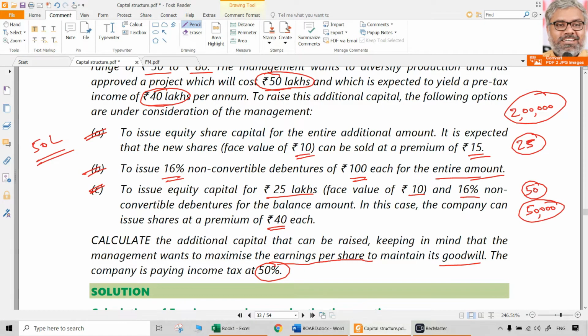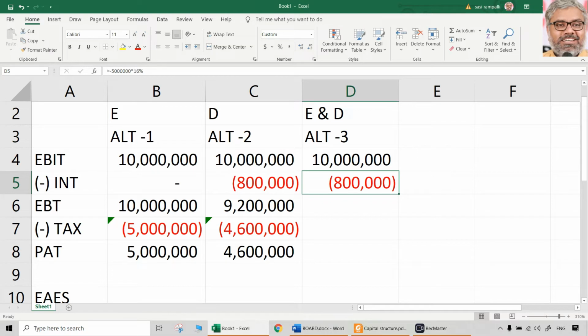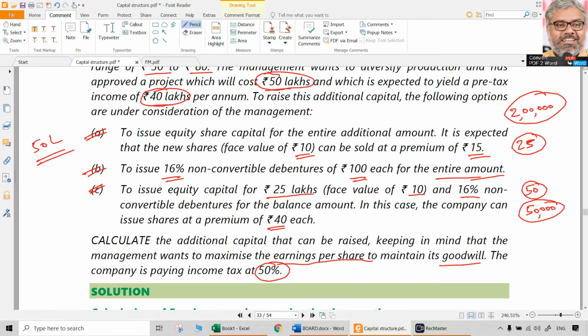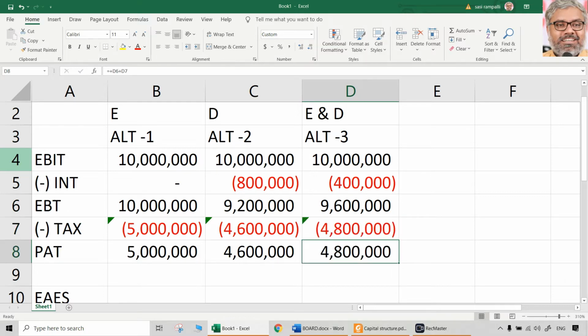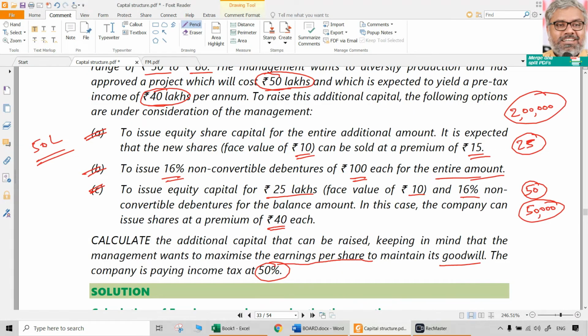Coming to alternate 3, debt is issued only for 25 lakhs. Equity is issued for remaining 25 lakhs. So 25 lakhs, not 50 lakhs, 25 lakhs multiplied with 16%. Rate of interest is same, 16%. So 4 lakhs is going to be the interest. Naturally, the earnings before tax is going to be 96 lakhs. Tax will be 48 lakhs. And then profit after tax is 48 lakhs also. That is alternative 3.